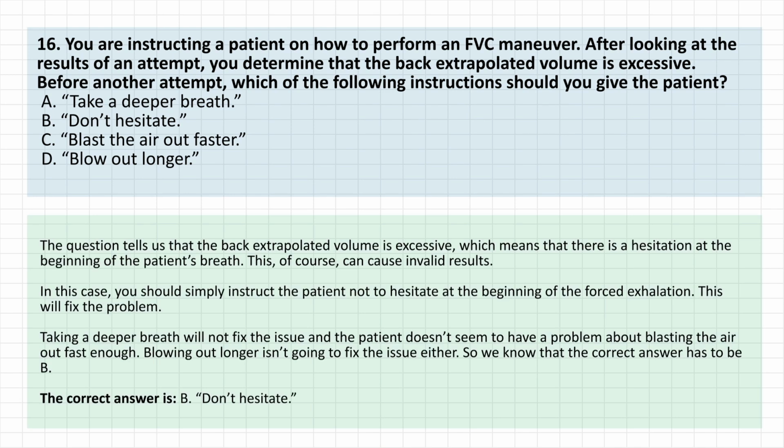Don't hesitate. The question tells us that the back extrapolated volume is excessive, which means that there is a hesitation at the beginning of the patient's breath. This, of course, can cause invalid results. In this case, you should simply instruct the patient not to hesitate at the beginning of the forced exhalation. This will fix the problem. Taking a deeper breath will not fix the issue, and the patient doesn't seem to have a problem blasting the air out fast enough. Blowing out longer isn't going to fix the issue either. So we know that the correct answer has to be B. Don't hesitate.